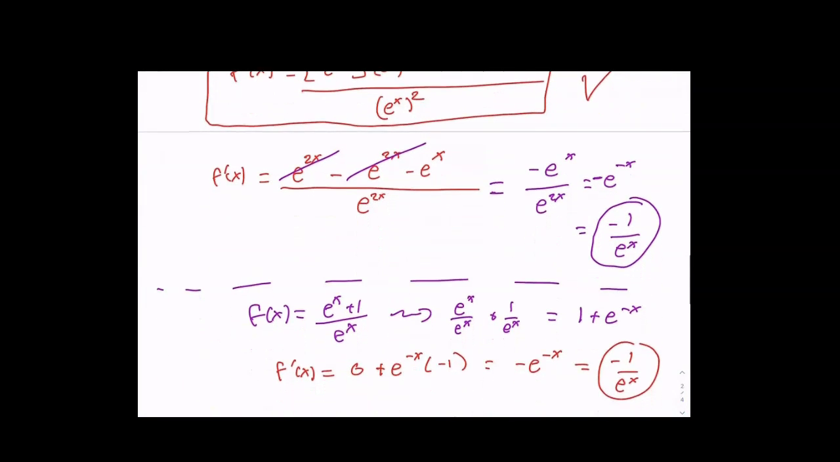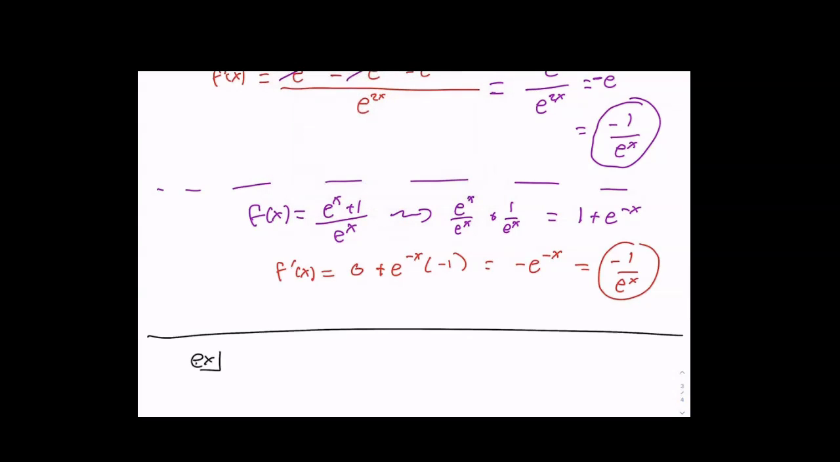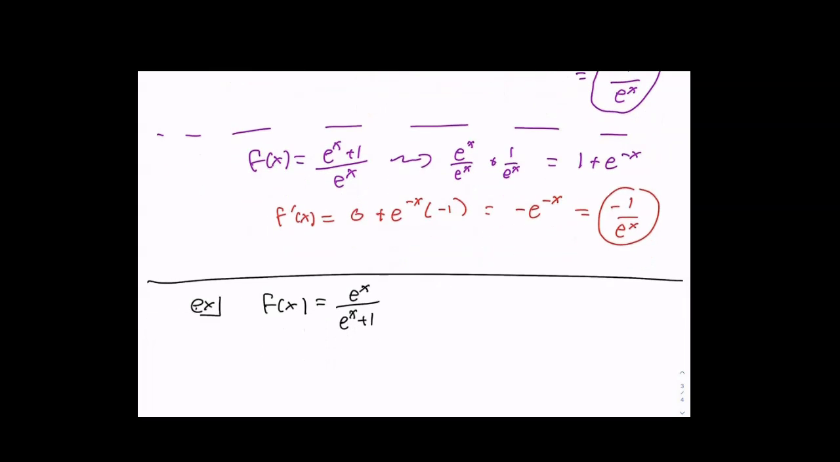And the reason I say you want to be careful is because I can give you this example. f of x equals e to the x over e to the x plus 1. This is an example where people will try to simplify it, and you're wrong. This cannot be simplified or algebraically manipulated. When the denominator has multiple terms, you cannot.